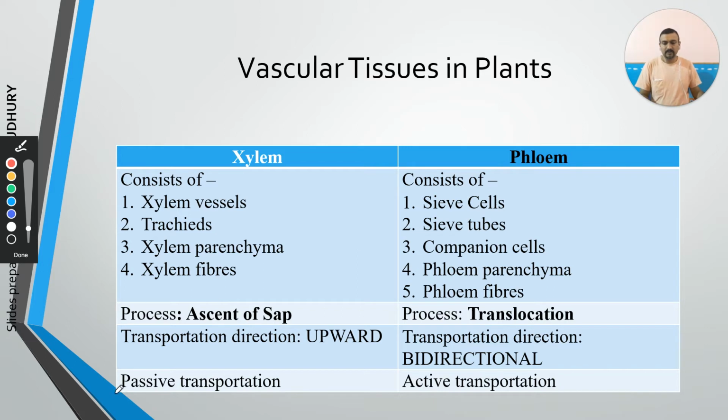Very important words: passive transportation and active transportation. Passive transportation is when there is no energy requirement for transportation. That happens through the xylem. However, active transportation is when there is energy involved, in the specific transportation of food substances through the phloem. Active and passive transportation in general mean whether energy is required or not required, respectively.